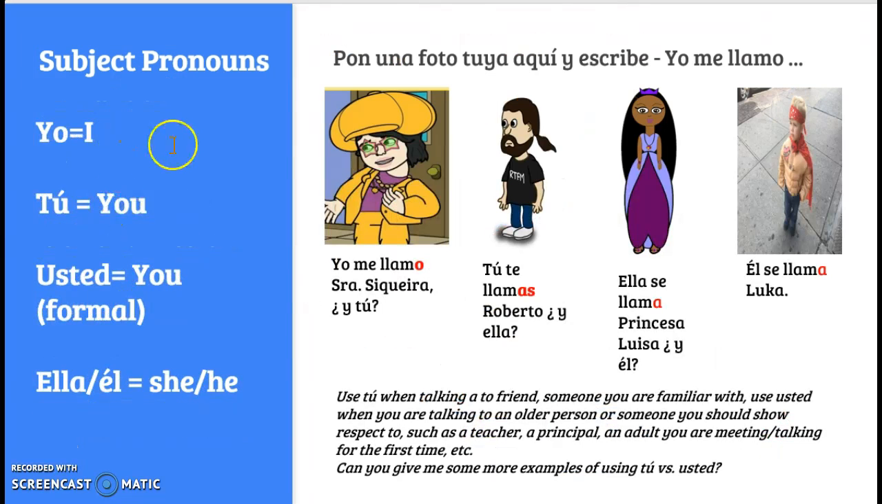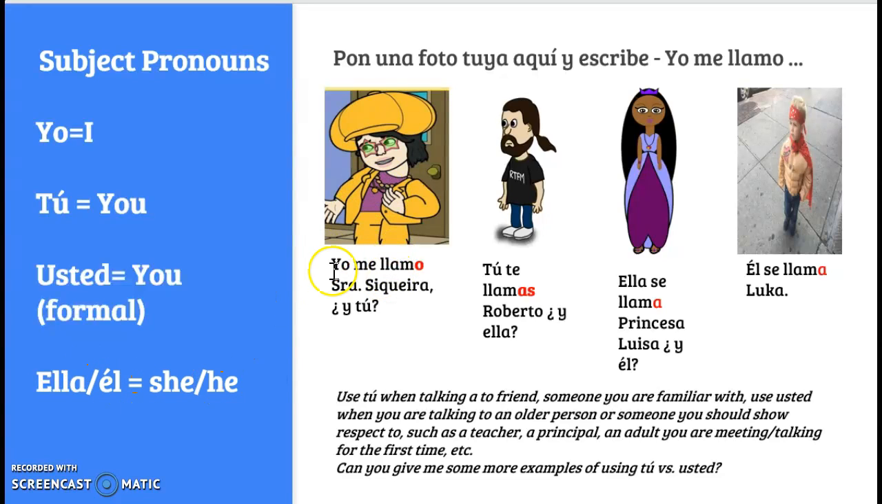Then you need to know the pronouns, of course. So yo, I, tú, you, usted is you formal. Remember, if you're talking to another person, to a police officer, to the president, to a teacher, you're not going to use tú, you're going to use usted. Ella y él, he or she.